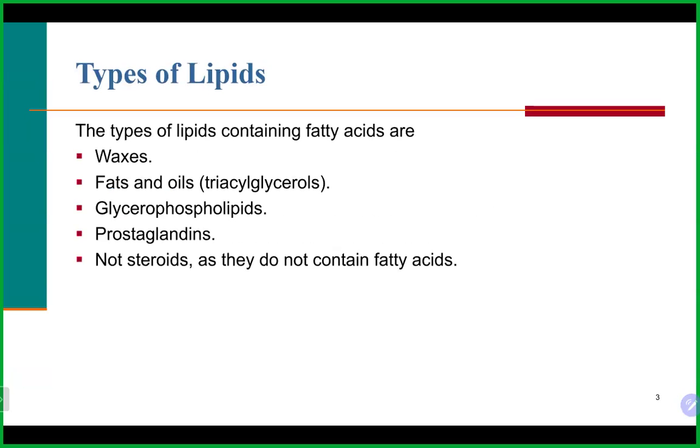There are some different types of lipids that we're going to talk about. There's waxes, there's fats and oils, which are triacylglycerols. There's glycerol phospholipids, prostaglandins, and at the end, we'll take a little look at steroids and the steroid nucleus. They do not contain fatty acids, as we'll talk about.